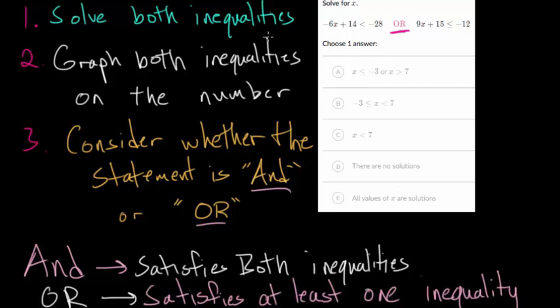We're going to solve the inequalities, graph them both on a number line, see where they overlap, and then consider the and or the or statements. For this one, we're dealing with another or statement, so we know that once we solve the inequalities and graph them, the values in our solution would satisfy at least one of the inequalities. And it is possible to satisfy both of them. That's okay too, because technically it would be satisfying at least one of them. But for an or statement, it really only has to satisfy one. It can do both, but it doesn't have to.